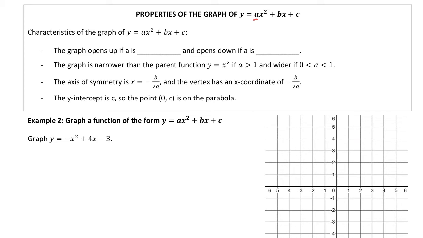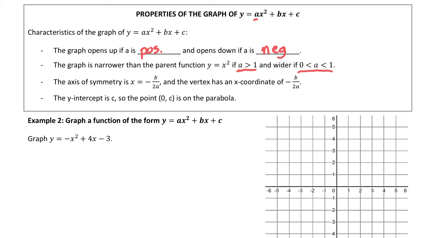So our graph opens up if A is positive, and it opens down if A is negative, all right? So that first coefficient, the value being multiplied by x squared, determines up or down. Makes it narrower if A is bigger than 1, okay? So if A is like 2, 3, 4, any number larger than 1, and it's wider if A is between 0 and 1, meaning if A is 1/2 or 1/3 or 0.5. If it's any of those values, it's a wider graph than the parent function.